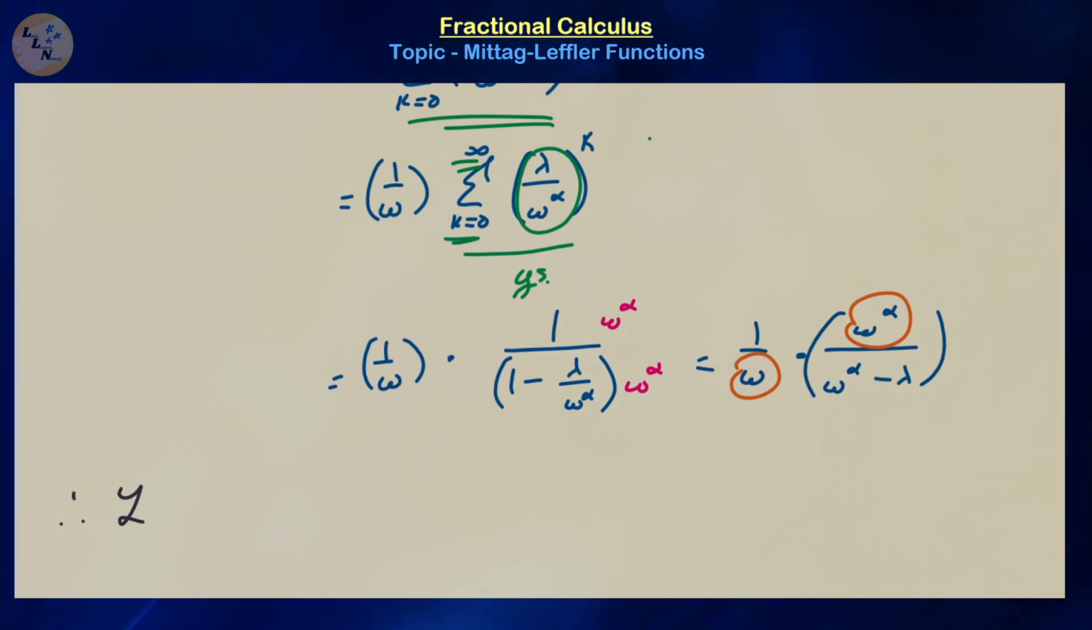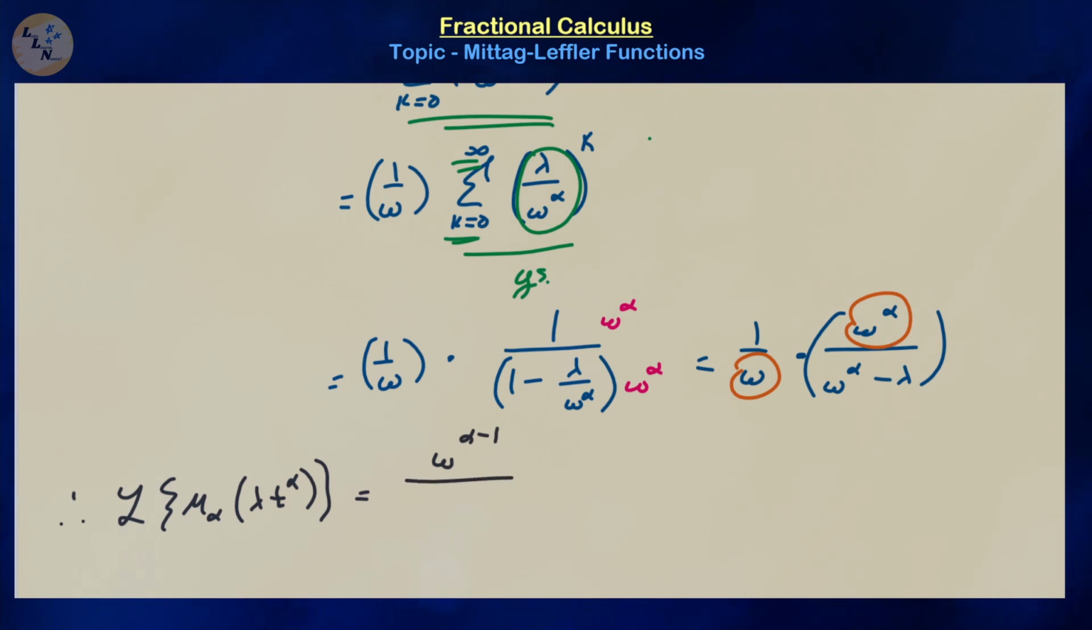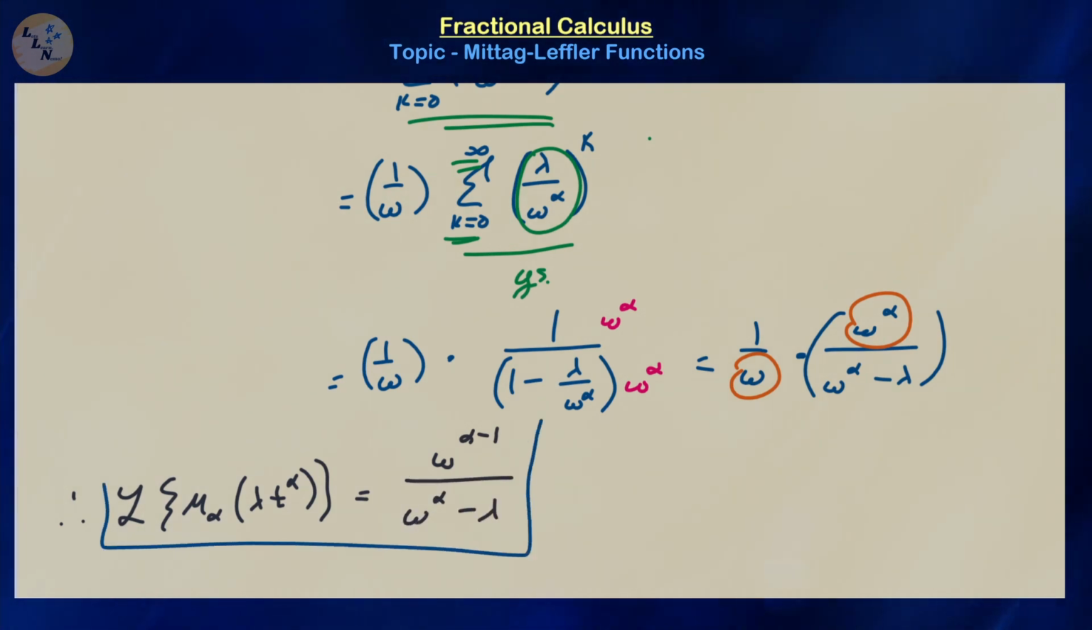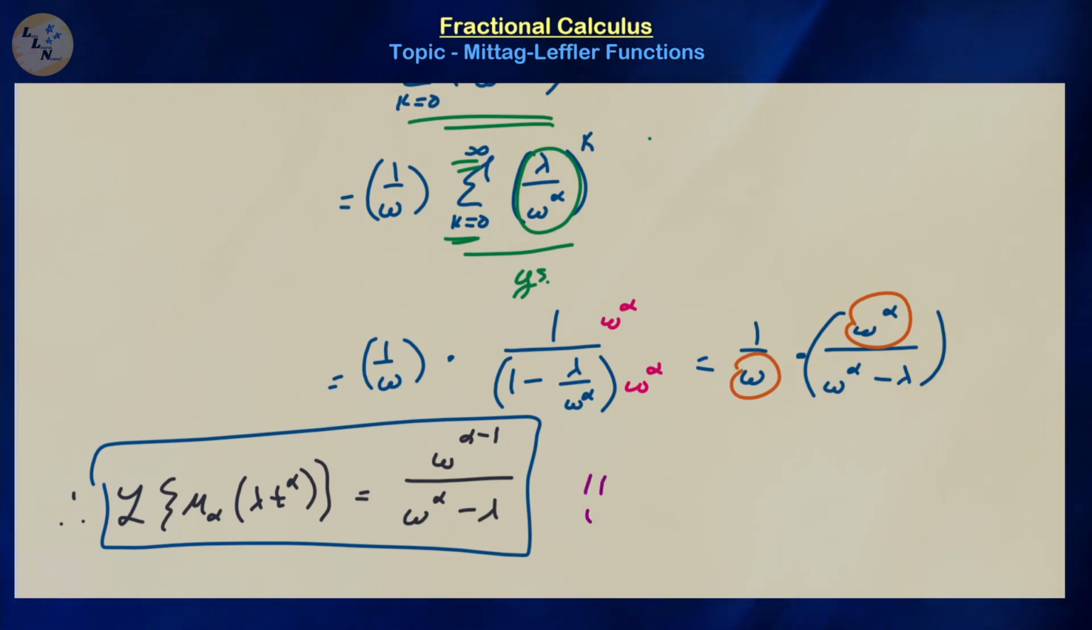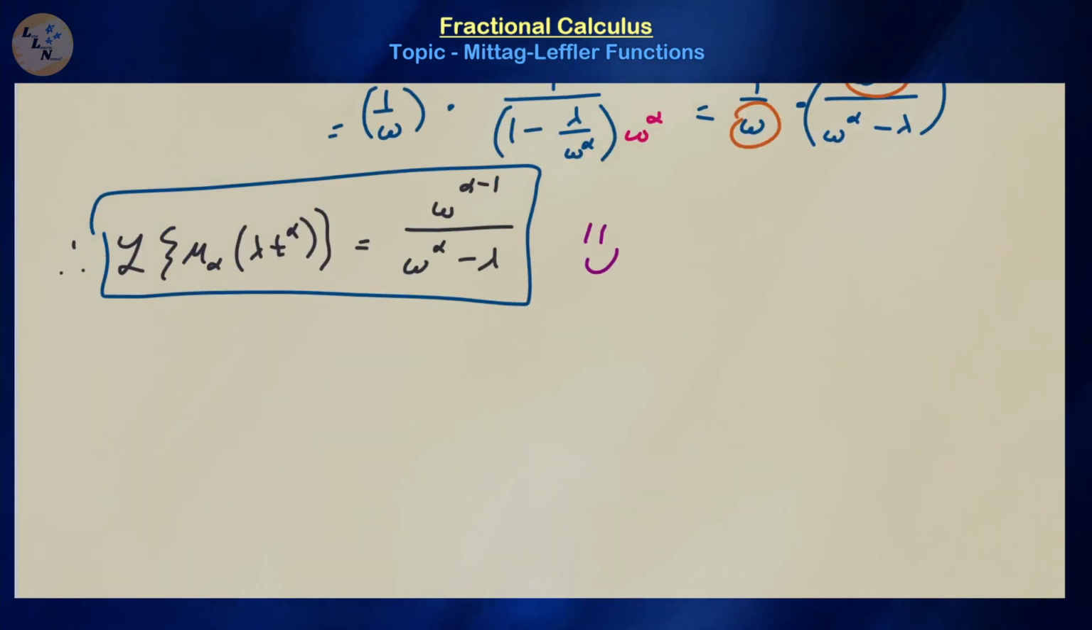So that means the Laplace transform of the Mittag-Leffler function alpha evaluated at lambda t to the alpha is just going to be equal to omega to the alpha minus 1 all over omega to the alpha minus lambda. Isn't that nice? It's a nice little beautiful formula for the Mittag-Leffler function of parameter alpha, evaluated at that interior term, of course. Now, can you extend this to a more arbitrary term?